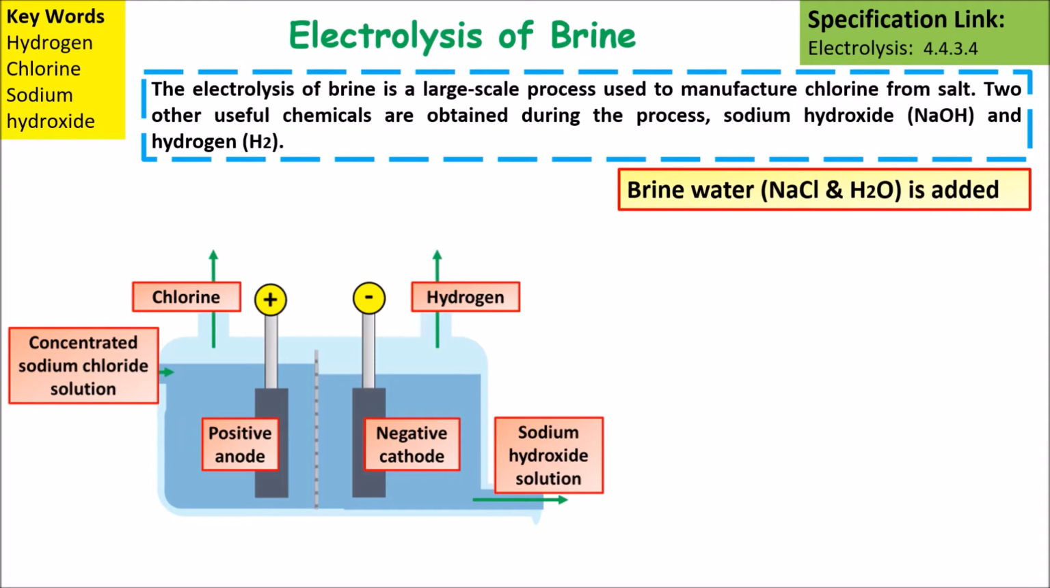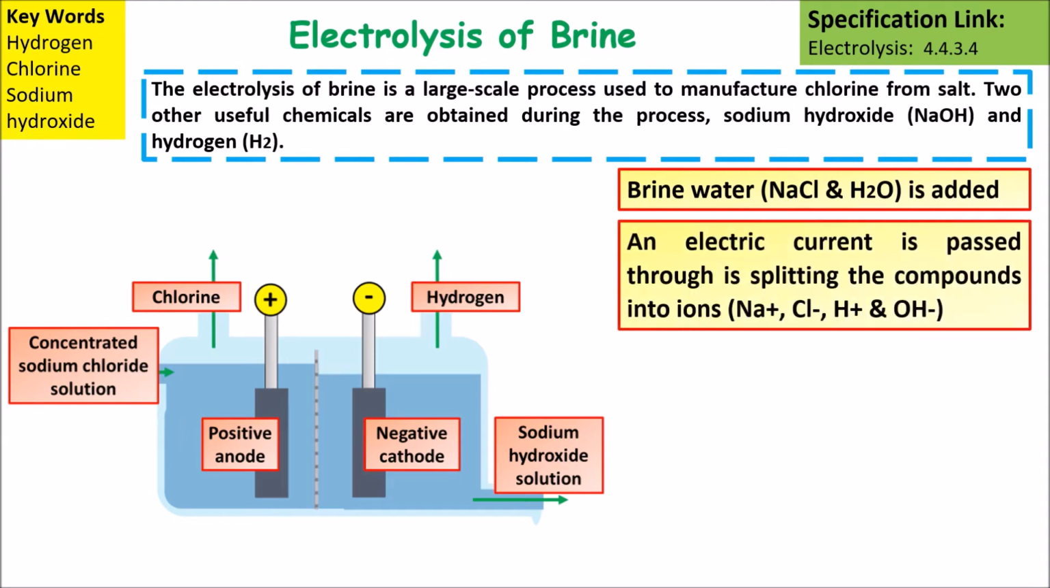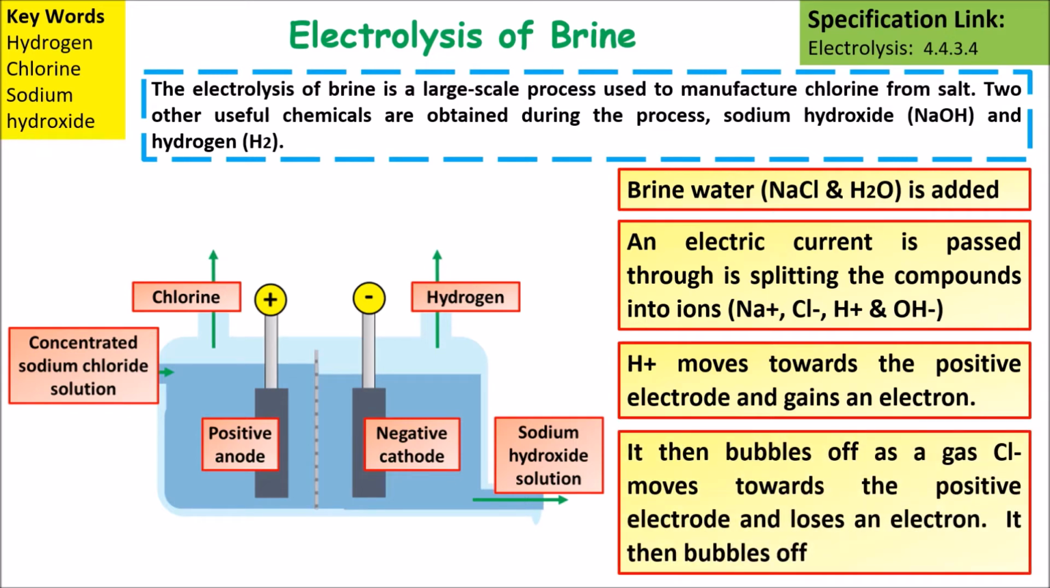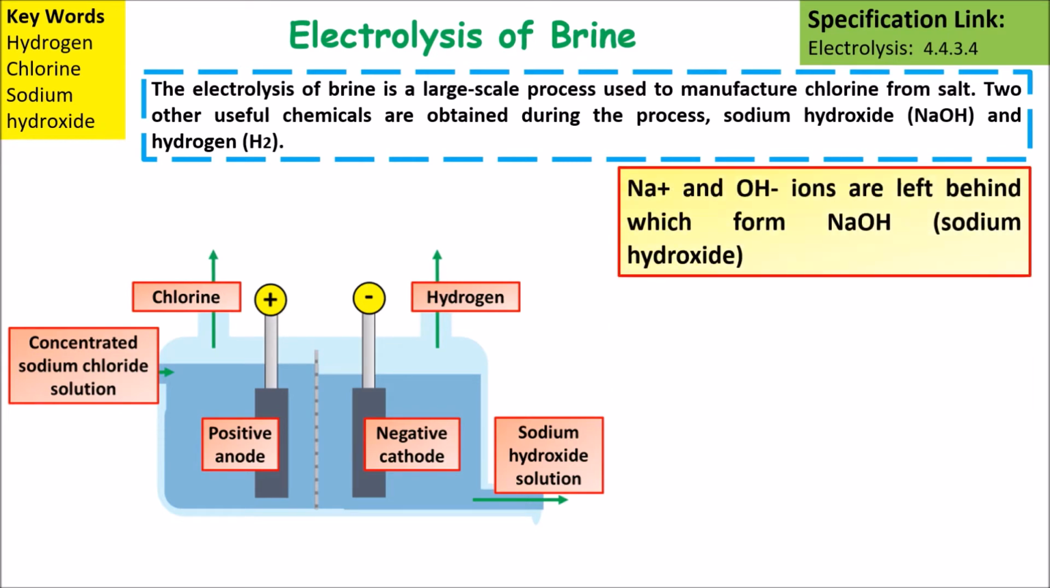So if we look at the process, we start off with brine water being added. An electric current is passed through it, splitting it into ions. The positive hydrogen ions move towards the negative electrode and gain an electron. Then bubbles off. The chloride ions move towards the positive electrode and bubble off as chlorine gas. Sodium and hydroxide ions are left behind, which form sodium hydroxide.